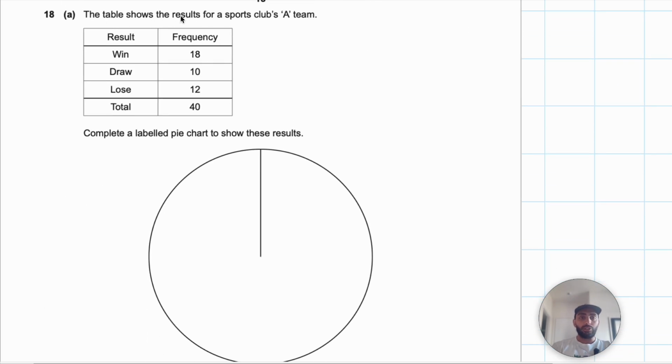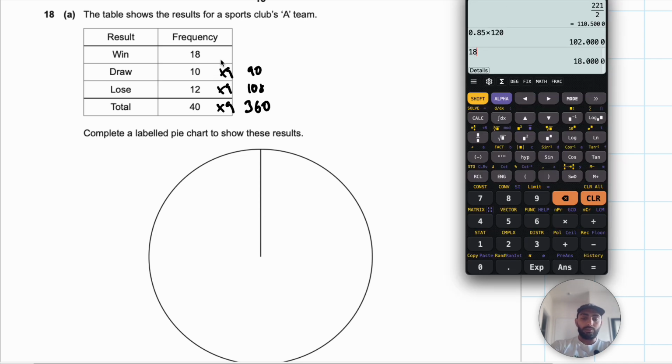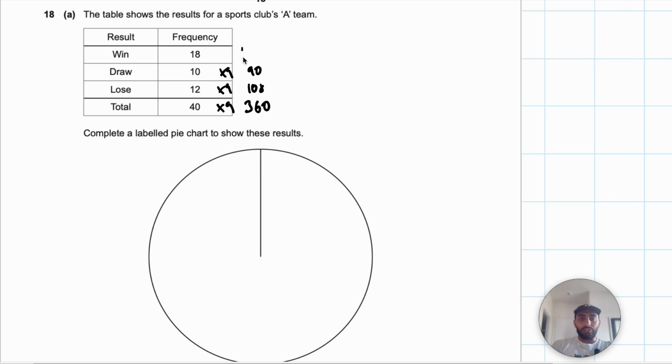Question 18. The table shows the results for a sports club's A team. Complete and label a pie chart to show these results. What do the angles in a pie chart always add up to? It's angles around a point, so it's going to add up to 360. I can see this one is quite nice because I can see 40 multiplies by something to give me 9. 360 divided by 40, 36 divided by 4 is 9, so I need to multiply all of these by 9. 12 times 9 is 108, 10 times 9 is 90, and 18 times 9 is 162.